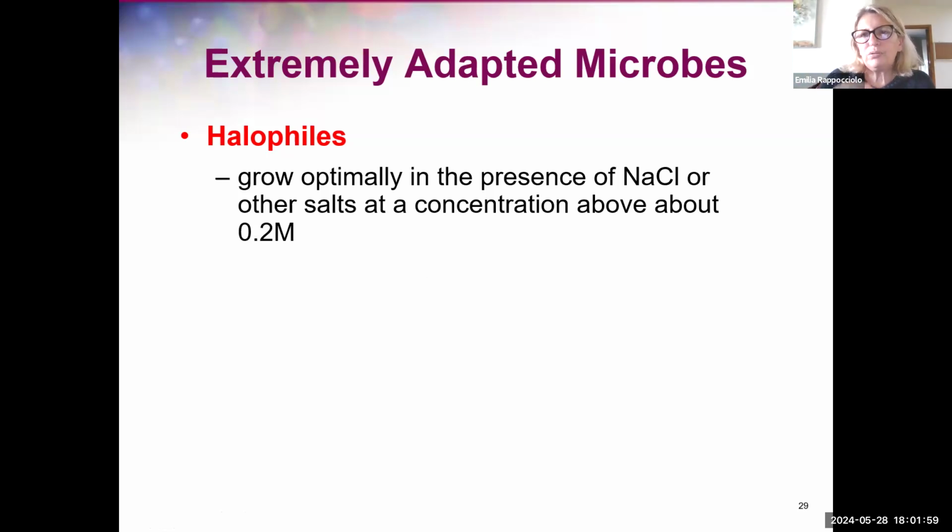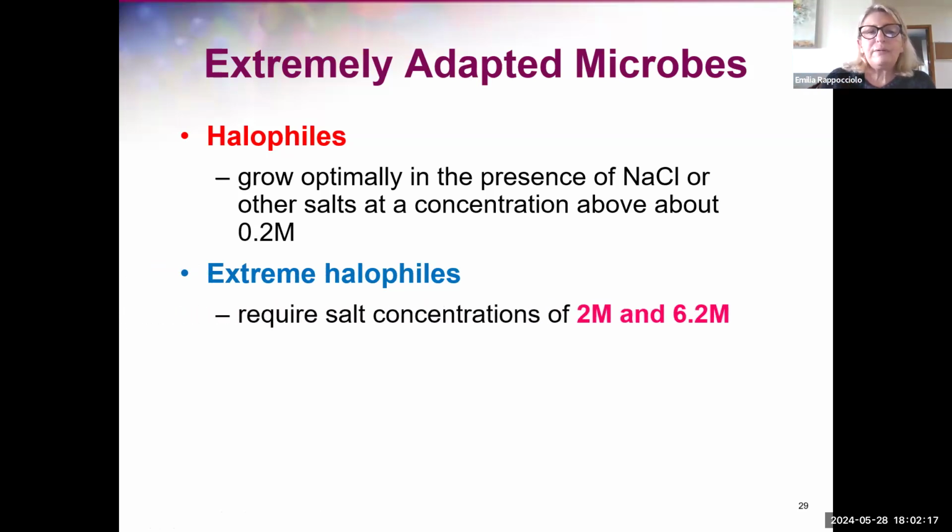0.2 molar, so hypertonic compared to the regular concentration of isotonic solution. Then you have extreme halophiles. These ones need a lot of salt for growth. Yeah, so 10 times more minimum, require salt concentration of 2 molar, even 6.2 molar.